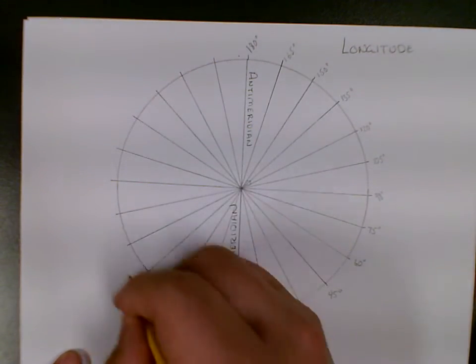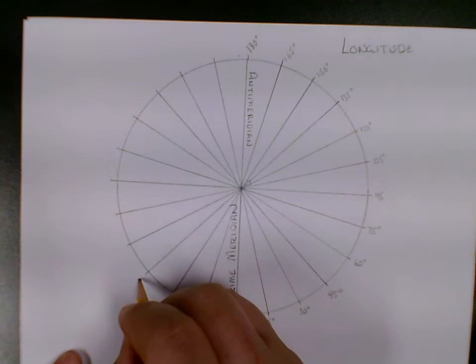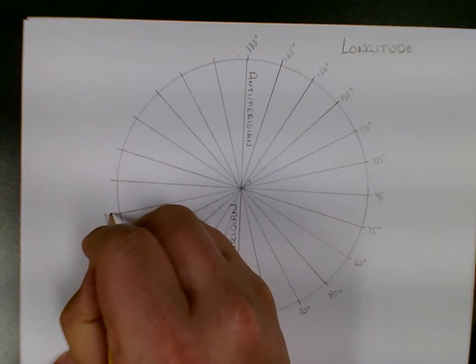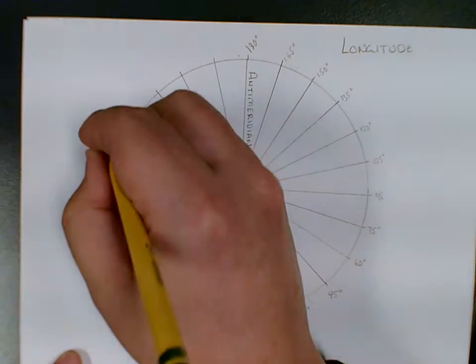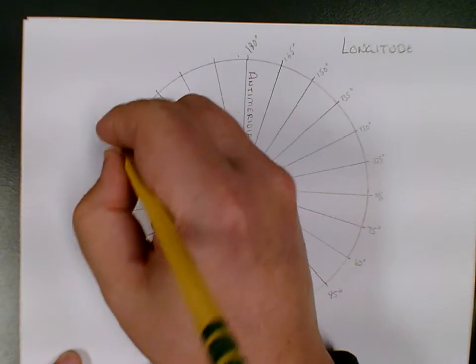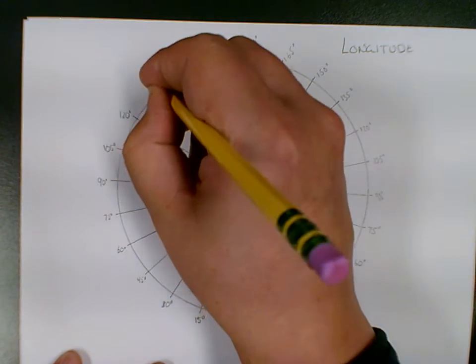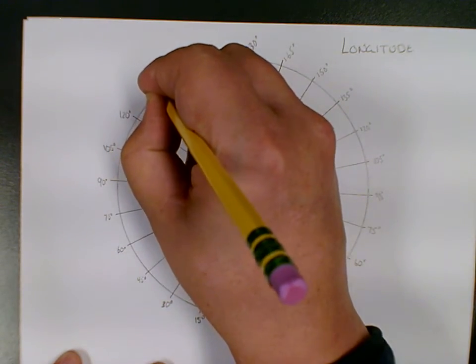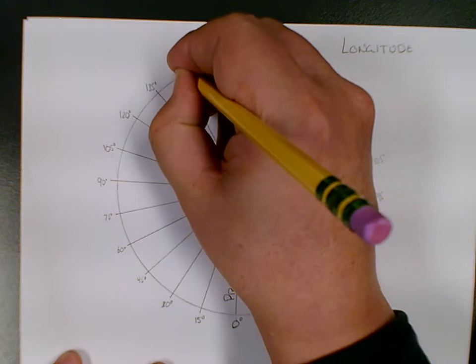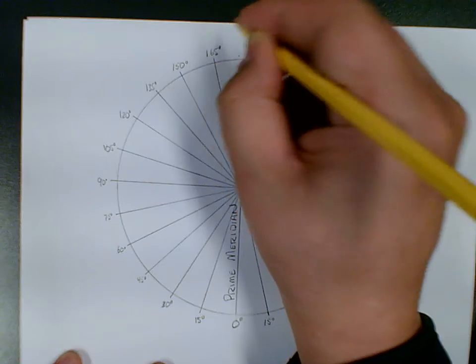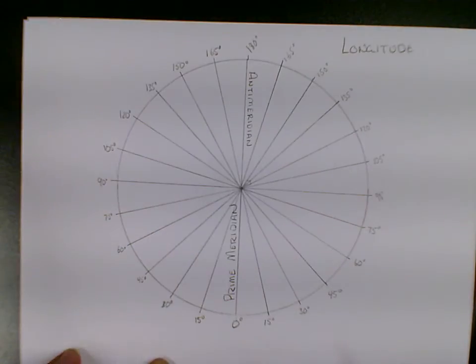out towards the back. So then I have 45, 60, 75, 90 at the ear, 105, 120, 135, 150, 165, and then back to 180 at the back.